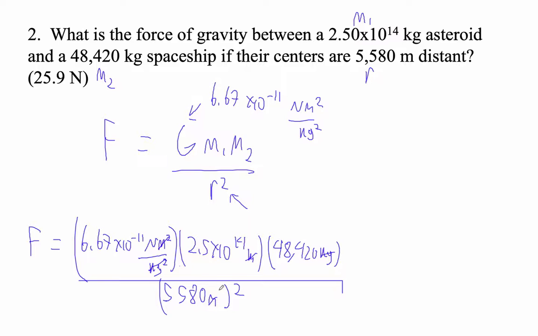We should, right? So 6.67, second E. You don't go times 10 to the minus 11th, you just use the double E button, not the letter E. Minus 11 times 2.5, second E. On the TI calculators, it's a comma. Second E, 14 times 48,420. Oops, I almost didn't put a 0 on there. Divided by 5580 squared. And I get 25.93.